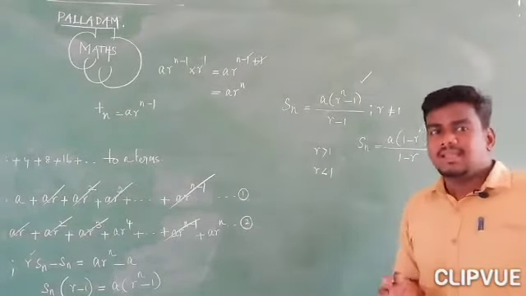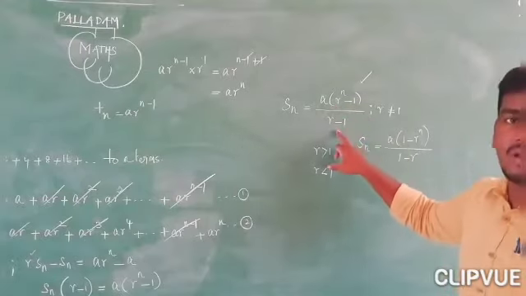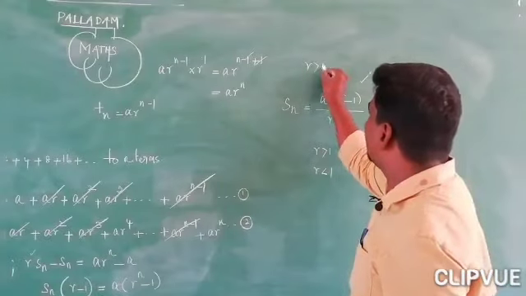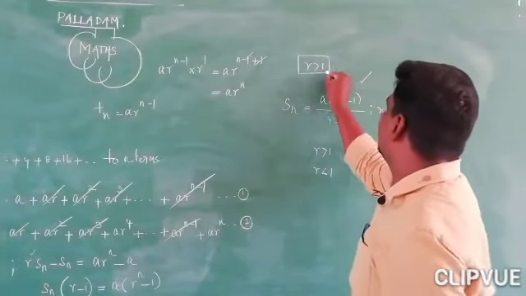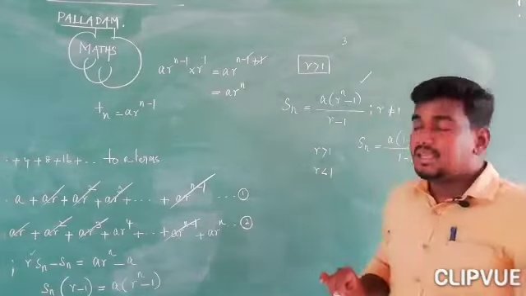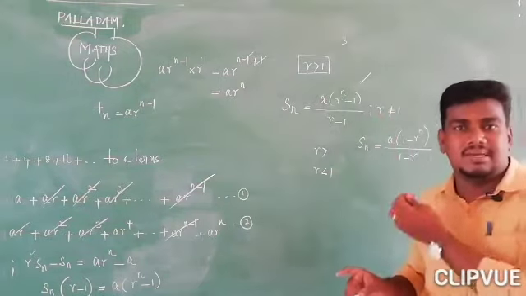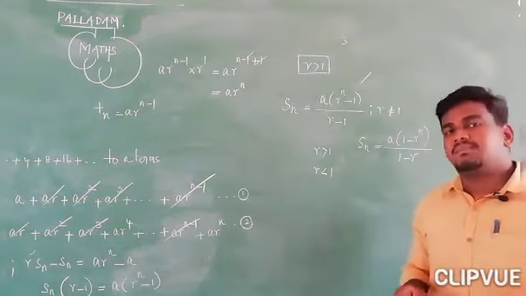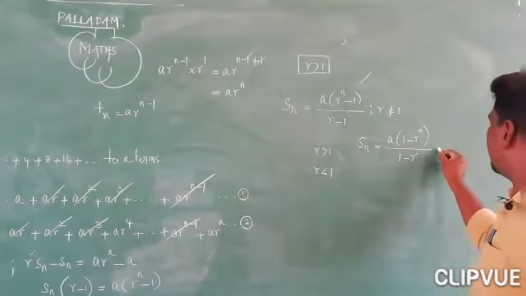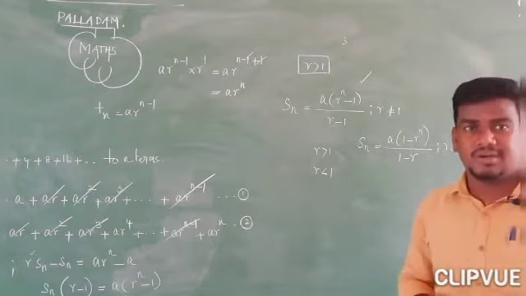That's why I told you two formulas: Sn equals a of r^n minus 1 divided by r minus 1 when r is greater than 1. For example, if the r value is 3, we can take this formula. If the r value is less than 1, meaning a negative number or fraction form, you can take this formula, for r less than 1. I hope you understand this.